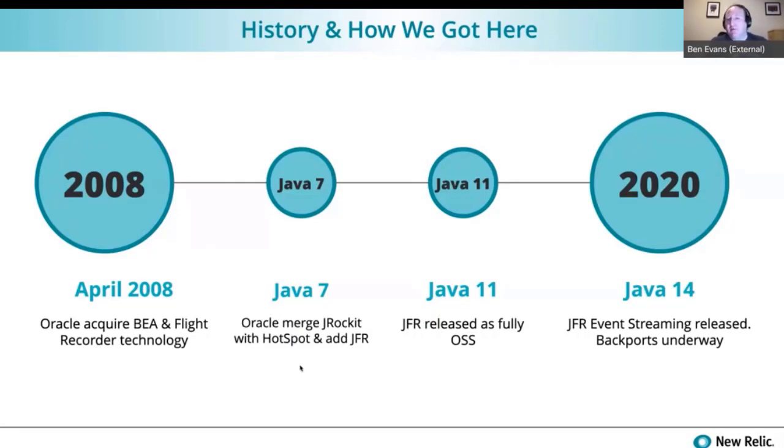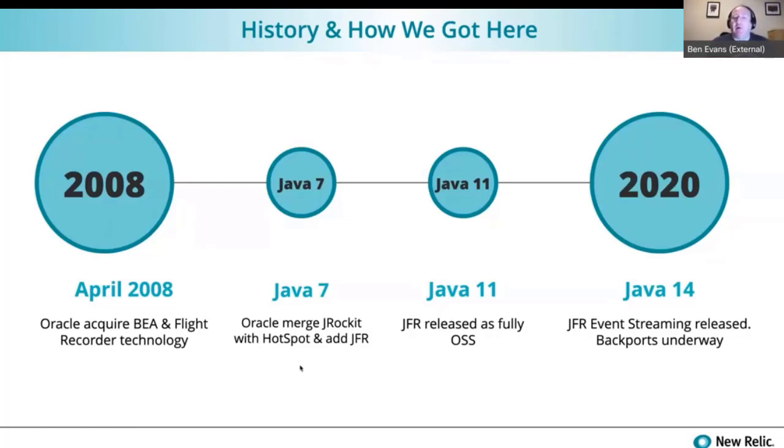And last year, to bring us up to almost 1 year ago, the release of Java 14 came out with a second new API for handling JFR events, which is actually a streaming API. We'll talk about that a bit later. The other big thing which happened last year was the backports.